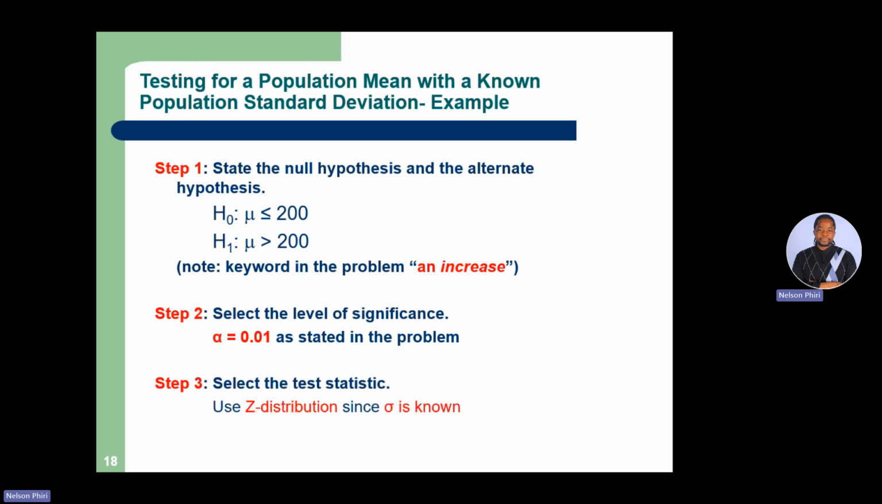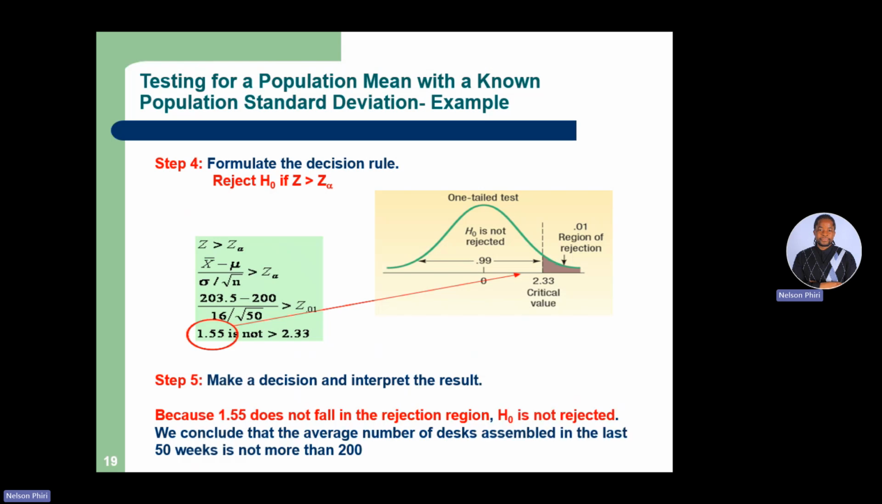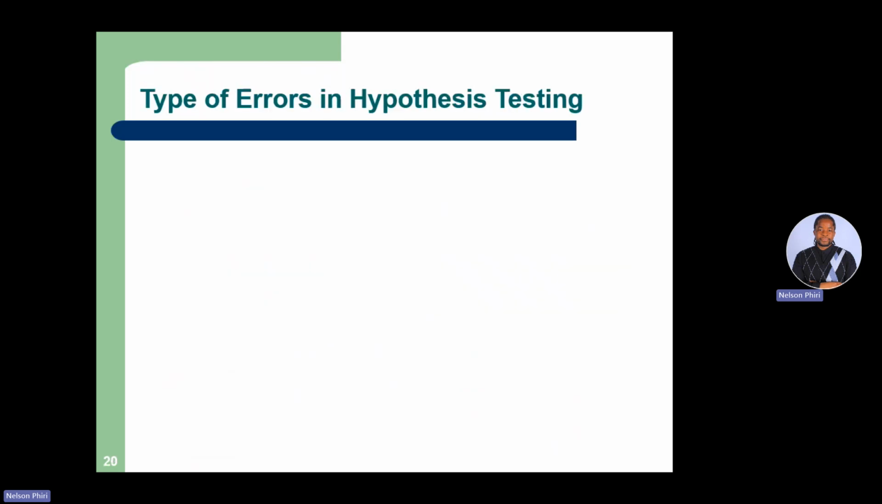The test statistic is Z again, since your sigma is known. Then we reject H naught if it is greater than, if you look at the Z tables at a 1% significance level, 2.33. But since your value is 1.55, which is not greater than 2.33, it means we do not reject H naught. H naught is not rejected, which means in conclusion, we conclude that the average number of desks assembled in the last 50 weeks is not more than 200, because we were testing if the average number of desks assembled in the last 50 weeks was more than 200.